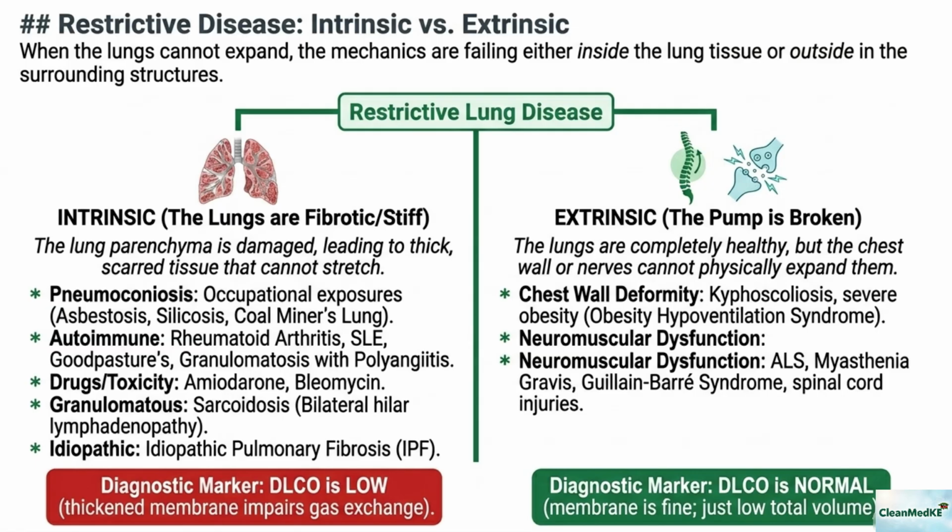In extrinsic disease, the lungs are healthy, but the pump is broken. This can be due to chest wall deformities like kyphoscoliosis or neuromuscular dysfunctions like ALS or myasthenia gravis. In these cases, the DLCO remains normal because the membrane itself is fine. The body just can't move enough air.